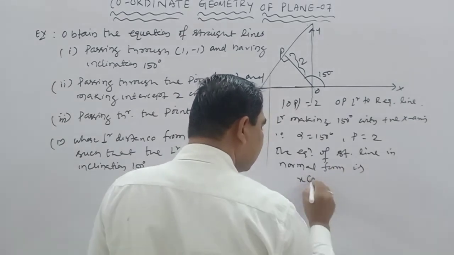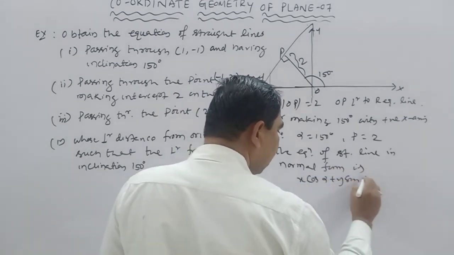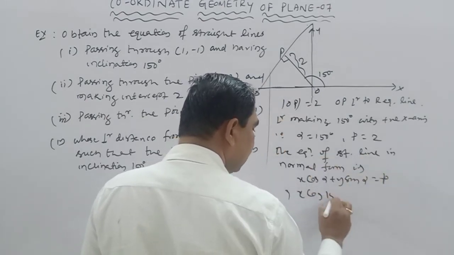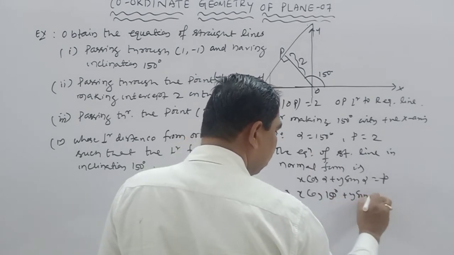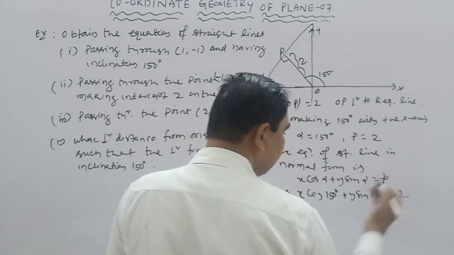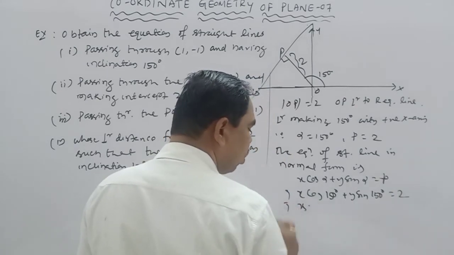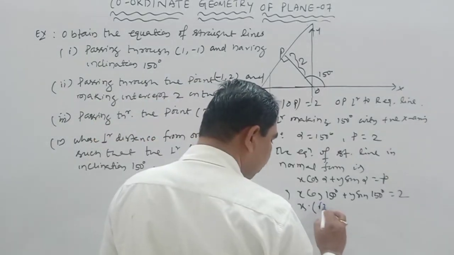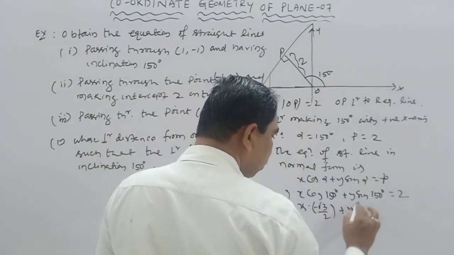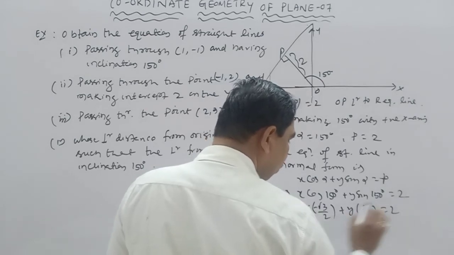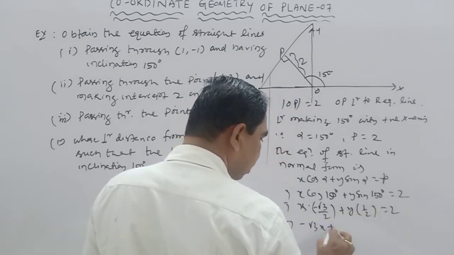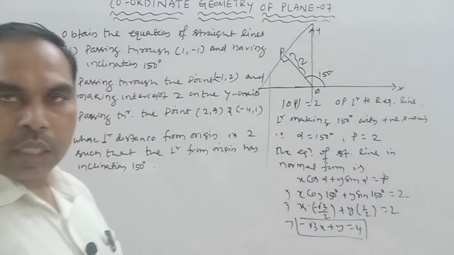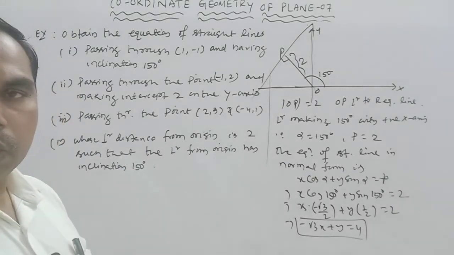The normal form is x cos alpha plus y sin alpha is equal to P. So x cos 150 degrees plus y sin 150 degrees is equal to 2. So x into cos 150, second quadrant cos is negative, so minus root 3 by 2, plus y into sin 150, half, is equal to 2. That means minus root 3x plus y is equal to 4, which is the required equation of the straight line. Okay.